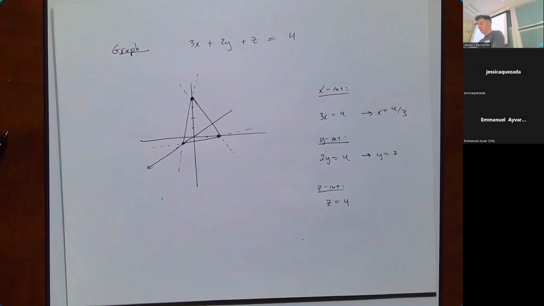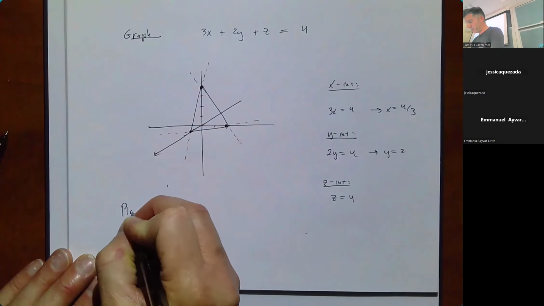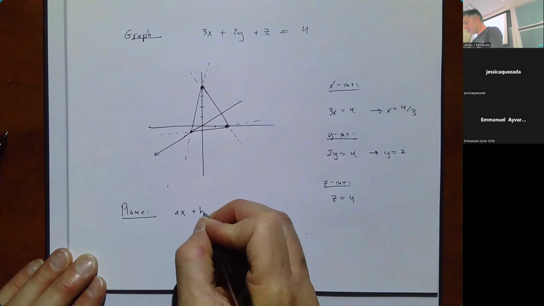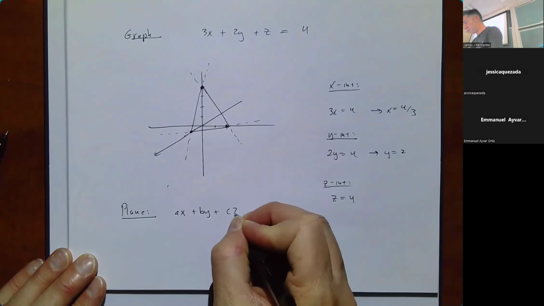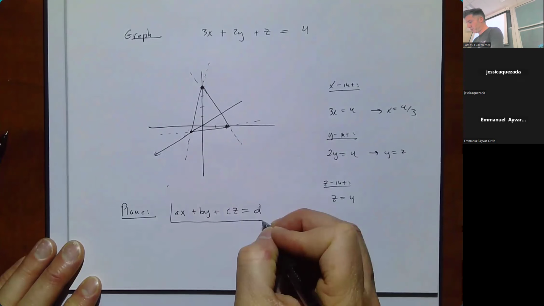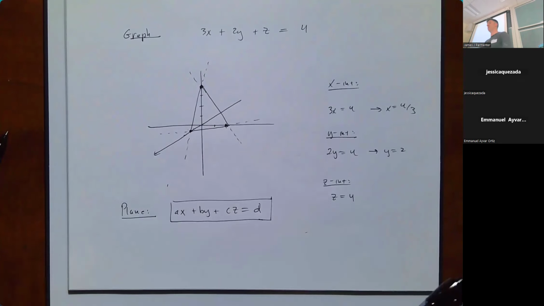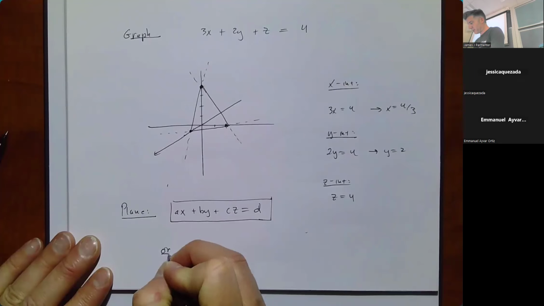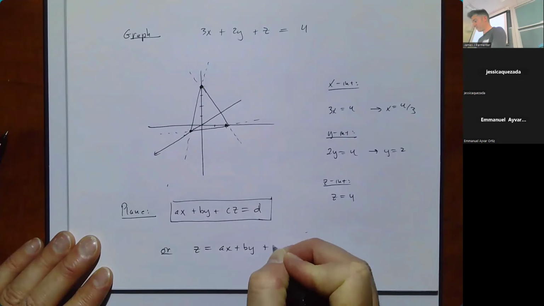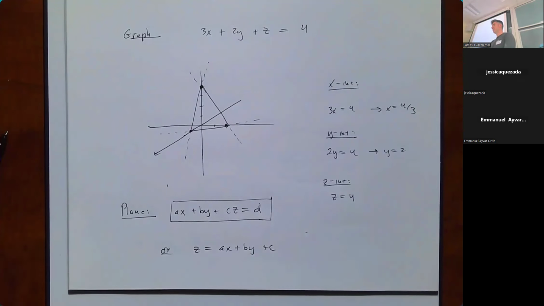And I would say the hallmark of a plane is you have some multiple of x plus some multiple of y plus some multiple of z equal to some constant. That's the usual plane equation. And sometimes we like to isolate z and just say something like z equal to ax plus by plus c, where essentially you could take this equation and solve for z. You get something like this.